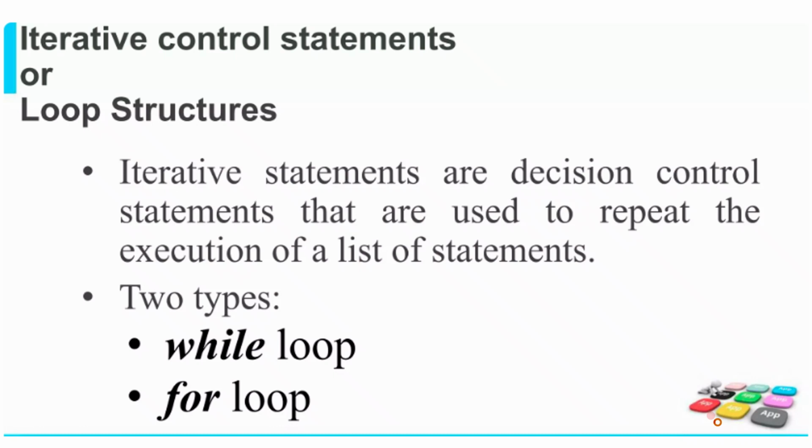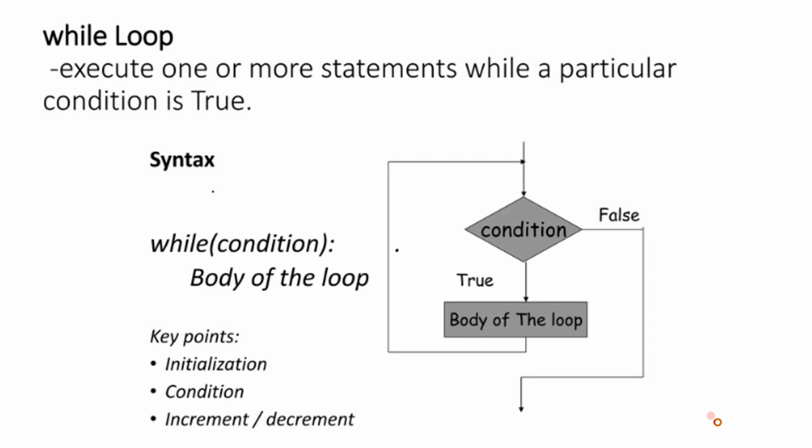To work on this repetition or looping, there are two types of tools provided by Python. The first one is the while loop and the second one is the for loop. There is no mandatory clause to use only the while loop or only the for loop. That depends upon the comfort of each and everyone. Let's start with the while loop.